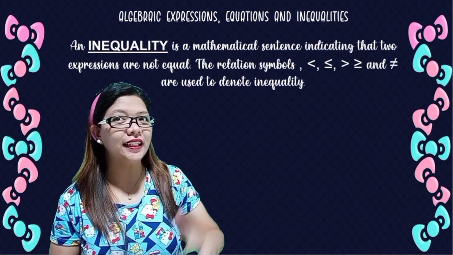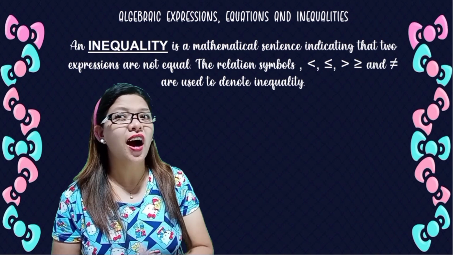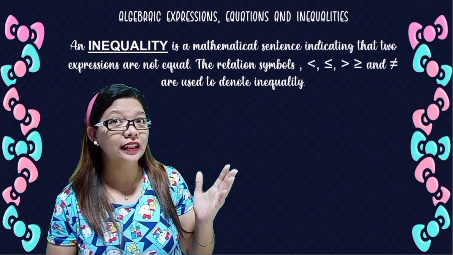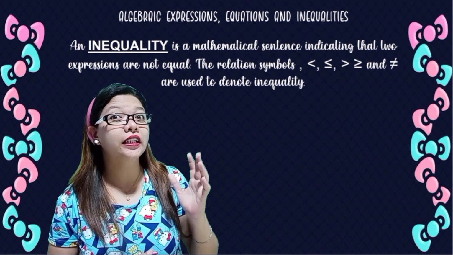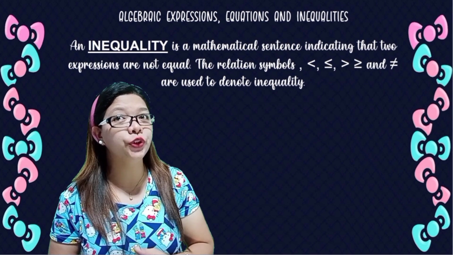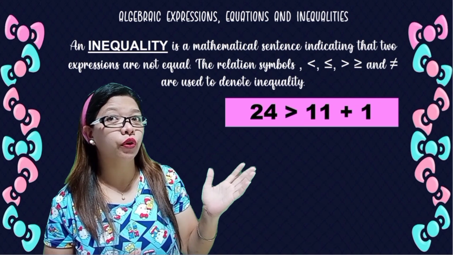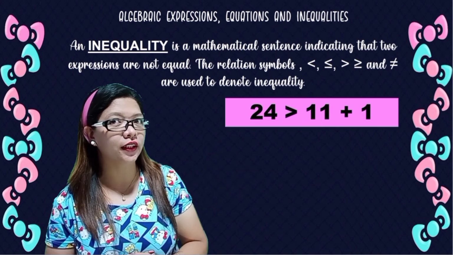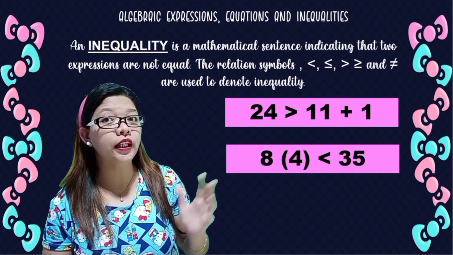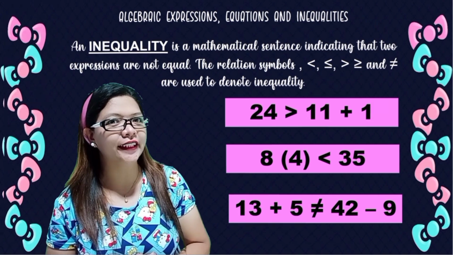An inequality is a mathematical sentence indicating that two expressions are not equal. The relation symbols less than or equal, greater than or equal, and not equal are used to denote inequality. Example, 24 is greater than 11 plus 1. 8 times 4 is less than 35. 30 plus 5 is not equal to 42 minus 9.